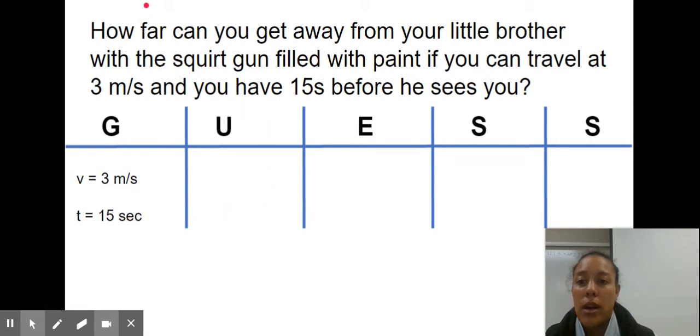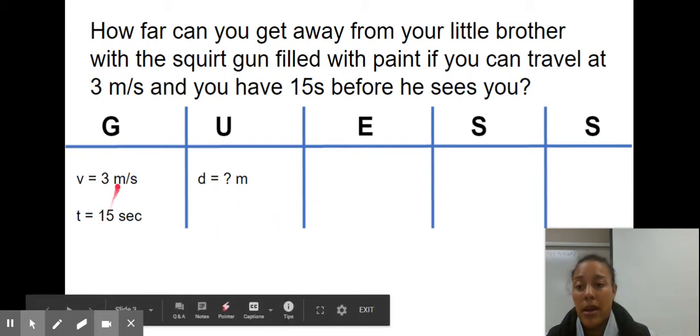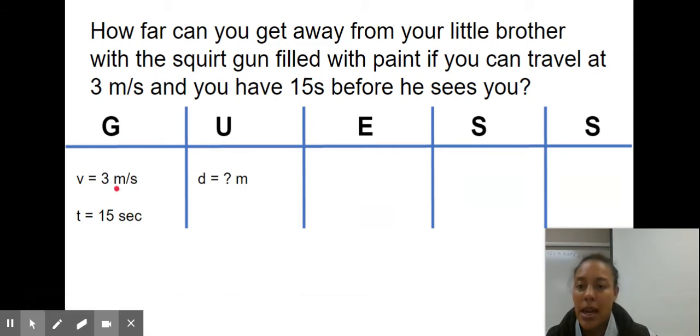My unknown right here at the top: how far? So I know I'm going to be traveling a distance. And how did I get meters? If I look at my units over here, I know seconds are related to time, so meters must be my distance unit. That's why I know I'm going to end up with something in meters. Question mark, meters.